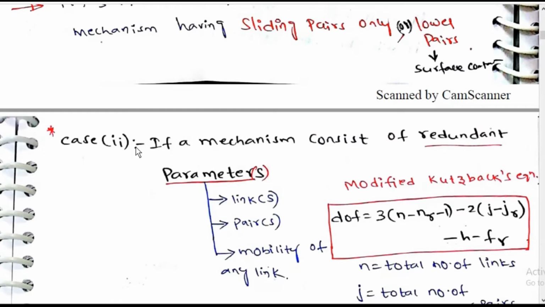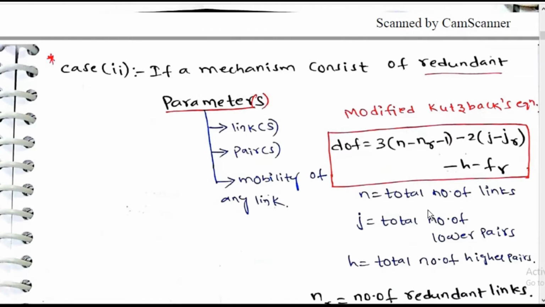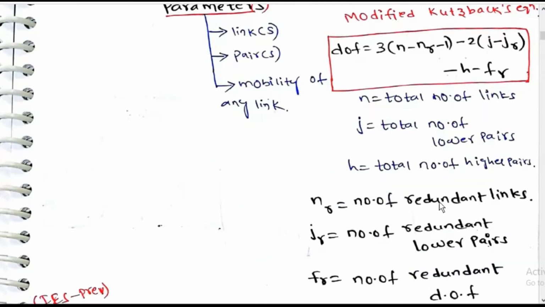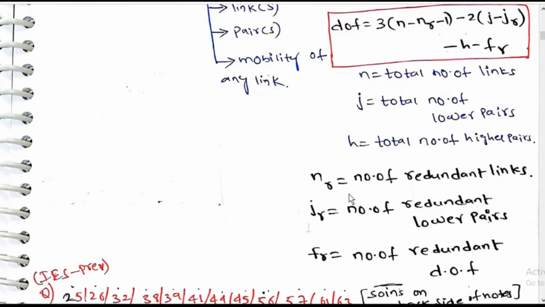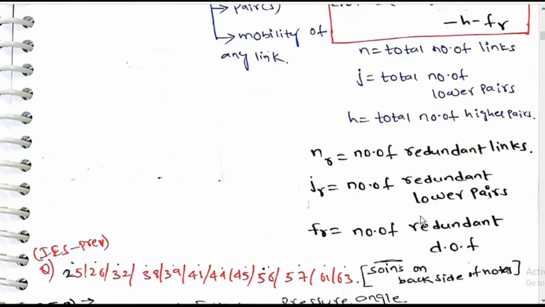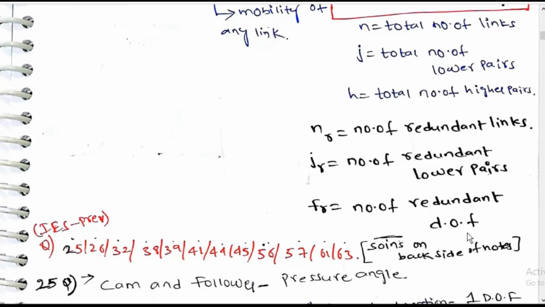Case 2: if a mechanism consists of redundant parameters, links, pairs, mobility of any link. Modified Kutzbach equation: degrees of freedom is equal to 3 into (n minus nr minus 1) minus 2 into (j minus jr) minus h minus fr. N is equal to total number of links, j is equal to total number of lower pairs, h is equal to total number of higher pairs. NR is equal to number of redundant links and JR is equal to number of redundant lower pairs. FR is equal to number of redundant degrees of freedom.